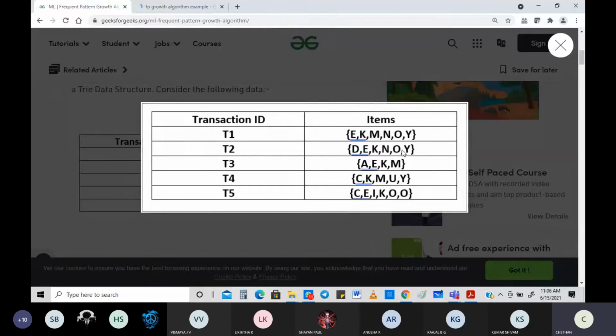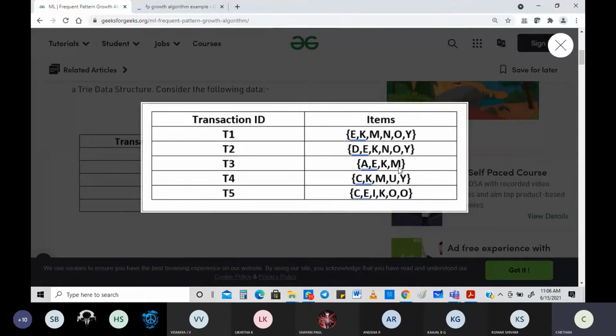So first and foremost, what is the example we have taken? This is the example. It's a classic example of what you see on the internet. What is the example? The example talks about 5 transactions: T1, T2, T3, T4, T5, and these are the items that are bought.